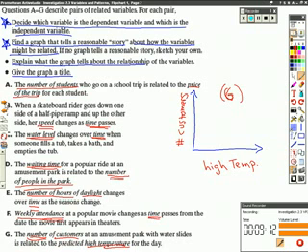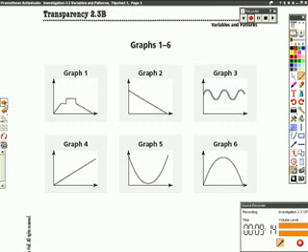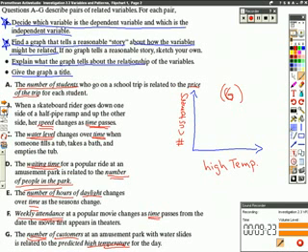Because the next thing we have to do is look at these 6 graphs and go through each and every story. I'll give you an example of what I'm saying. If we look at A, the number of students who go on a school trip is related to the price of the trip. So the price is determining the number of students.